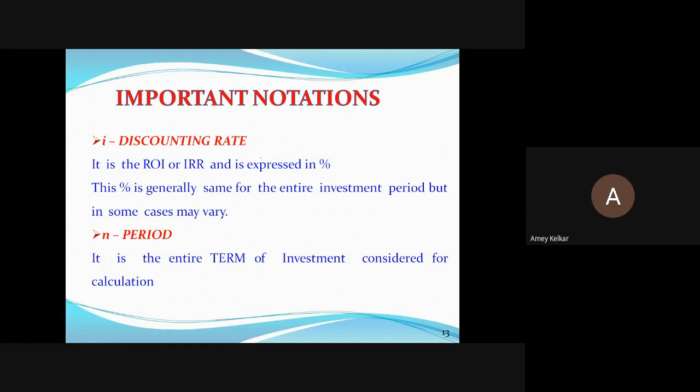The entire term of investment considered for calculation is the period. For example, if I say I am investing 5 lakh rupees in a bank and keeping it as an FD, so my period becomes 5 years. I am taking an education loan for a period of 10 years, so that 10 years becomes my period. So with each and every case, the periods go on changing.